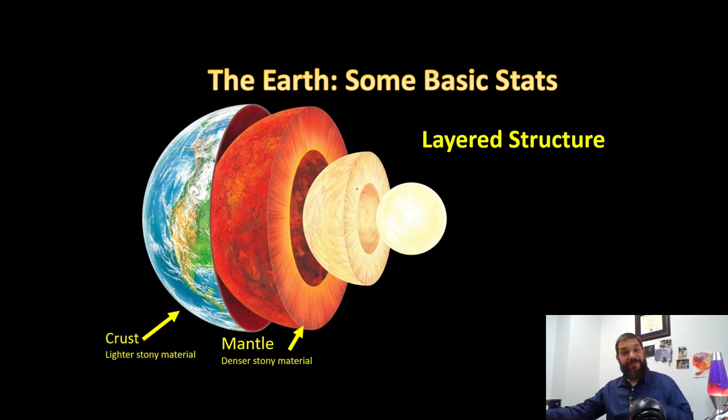So that's the mantle. That's the big boy. You can think of it as the Texas of the Earth, okay? It is 66% of the Earth's mass. It's even more in terms of the volume of the Earth. And it's made of relatively denser, stony material. It's absolutely solid stone.